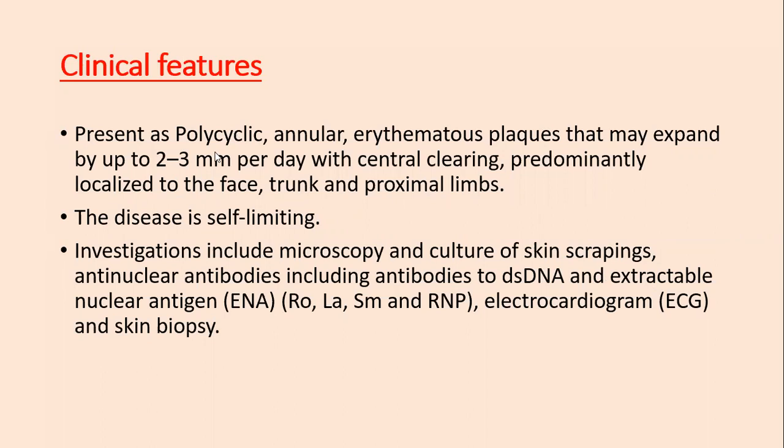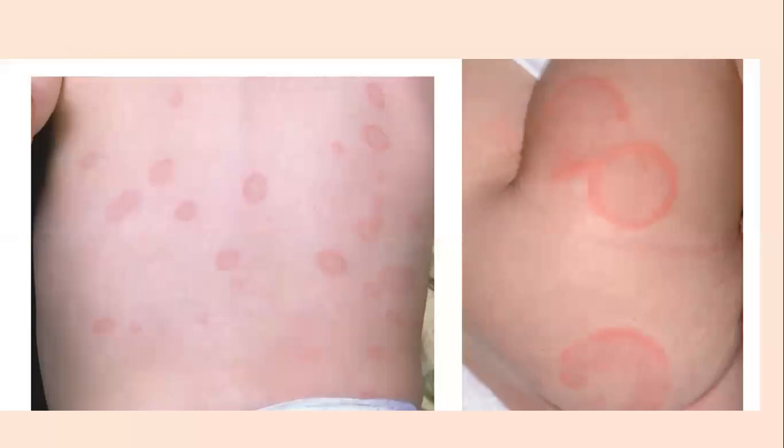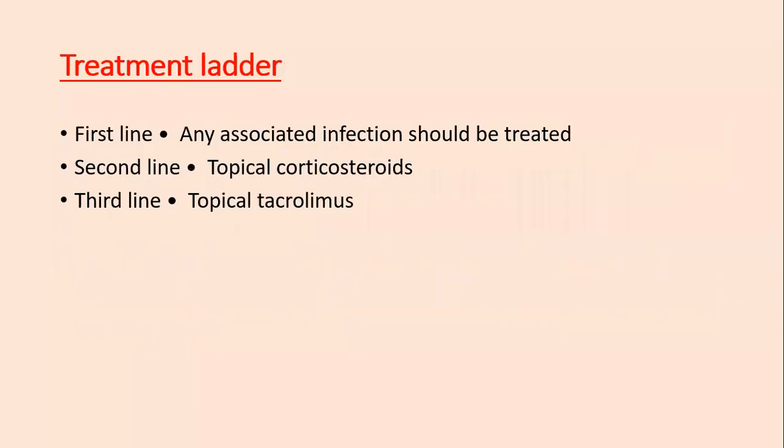Clinical features: polycyclic annular erythematous plaques that expand up to 2 to 3 millimeters per day with central clearing. Face, trunk, and proximal limbs are involved. Self-limiting. Investigations include microscopy and culture of skin scraping, antinuclear antibodies, double-stranded DNA, extractable nuclear antigen. We are doing all of these because we want to differentiate it from neonatal LE. Neonatal LE also has a similar appearance.